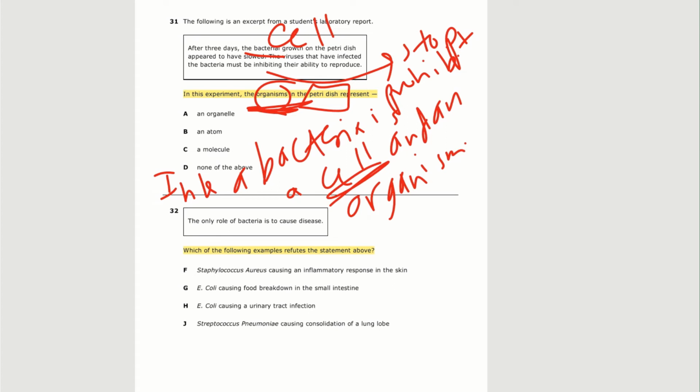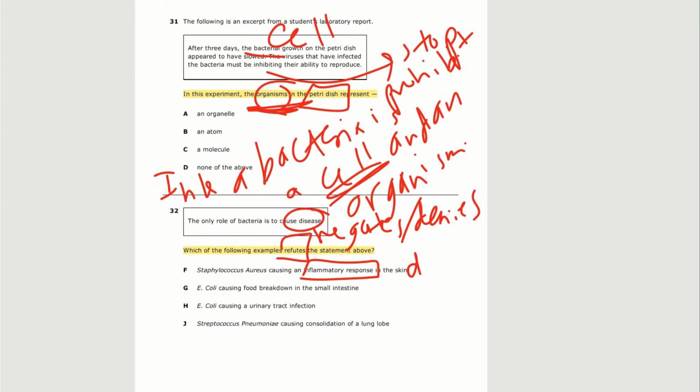Which of the following examples refutes? What does that mean? Negates, denies. That's what refutes means. The statement above. So the only role of bacteria is cause diseases. So obviously it's something that's against that or that denies that. Staphylococcus aureus, that's a bacteria, causing an inflammatory response. Would that be like a disease? I'm going to put a D for disease. Yeah. So with that, negate the statement above? No, it's saying that it is true.